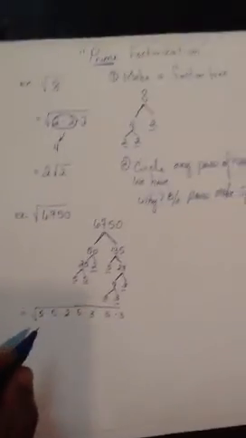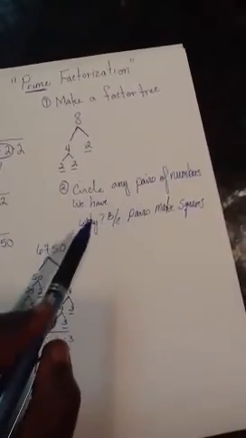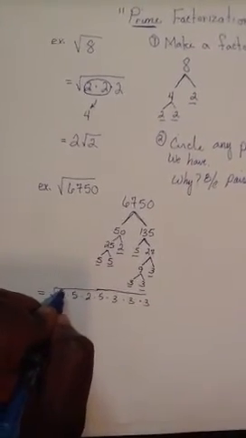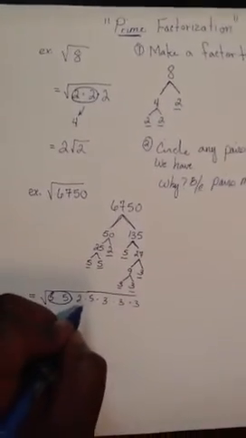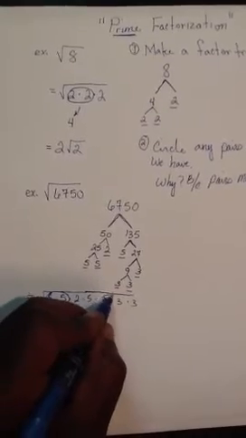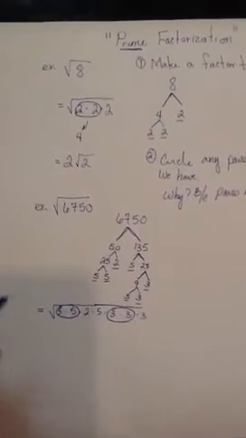So now, step 2. We want to circle any pairs of numbers that we have. Why? Because pairs make squares. So I have a pair of 5s here. Okay, this leaves me with a 2, 5. But look, I have a pair of 3s here. This leaves me with 1, 3.